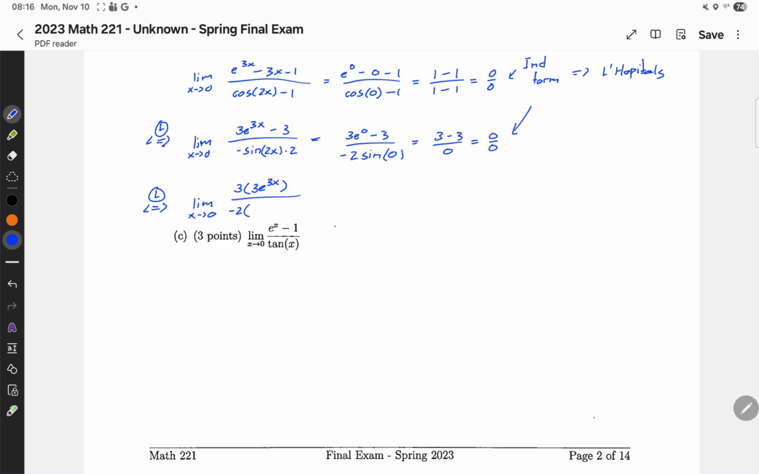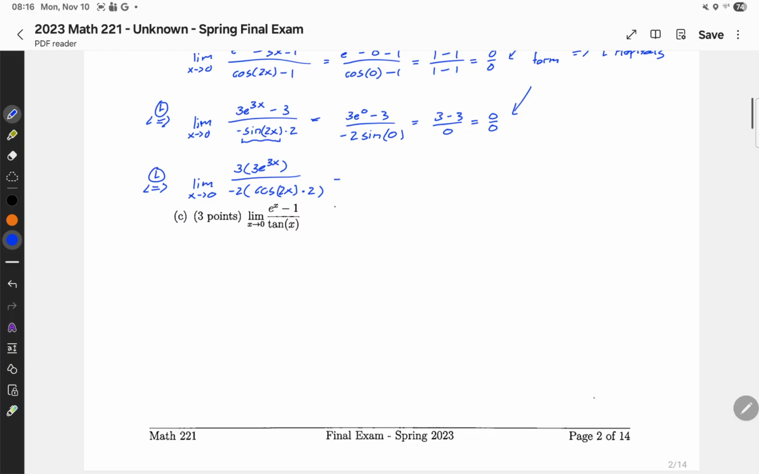And now the derivative of, I'm just looking at this part right here, the derivative of sine of 2x, well, that's going to be cosine of 2x times the chain, which is going to just be 2, right? The derivative of 2x is 2. So I will simplify this one just a little bit. This is the limit as x approaches 0 of 9e to the 3x over, that's going to be minus 4 cosine 2x. Plugging in 0, we get 9e to the 0 over minus 4 cosine 0.